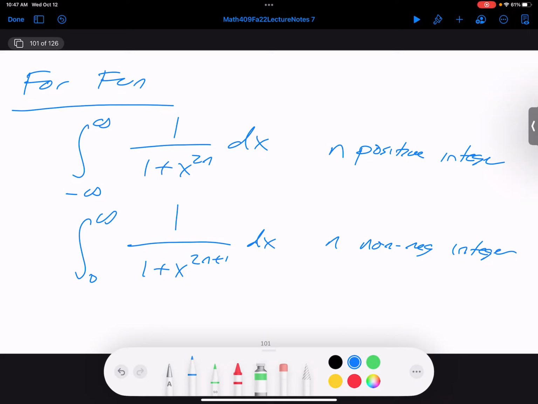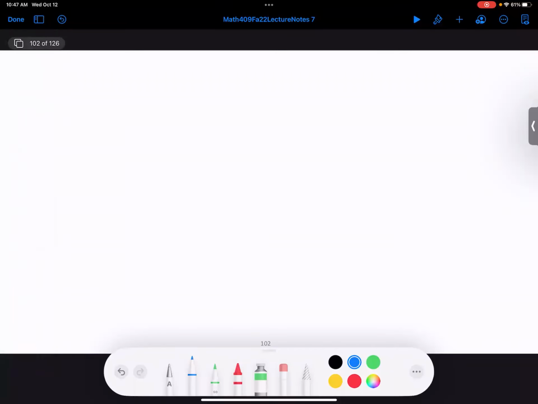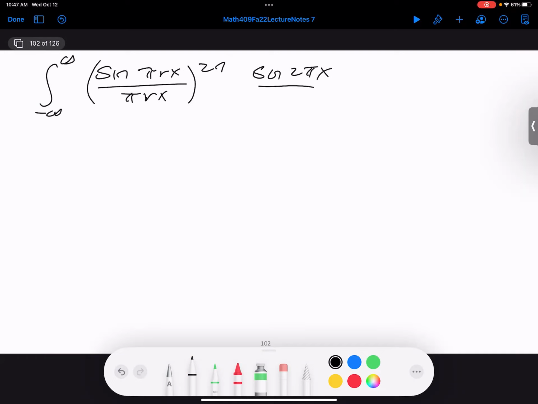A lot of times we use stuff like this as probability distributions. And so these are extremely important integrals to do in probability to find normalizations. So the integral that I want people to do for the research project was something like the integral from minus infinity to infinity of sine of pi nu x over pi nu x to the 2n, times sine 2 pi x over 2 pi x dx, where nu is equal to 1 over n minus 1. So this is the integral I want you to try to solve.